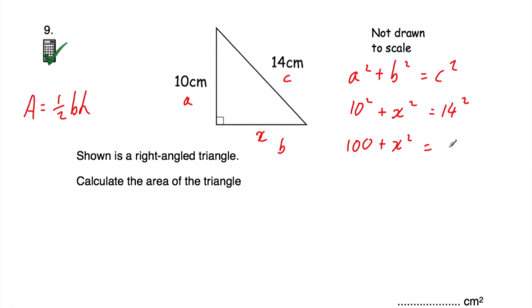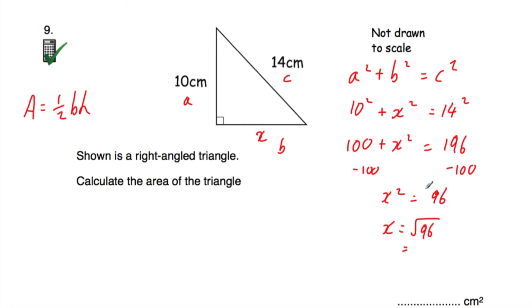So we can do 14 squared in our calculator, and that's equal to 196. Now we want to find out what x is, so we want to get rid of the 100, and then we want to get rid of the squared. So let's take away 100 and take away 100. On our left hand side we'd have x squared, and on the right hand side we had 196. We're taking away 100, so we'd just be left with 96. So that means that the length of the base squared is 96. We don't want it squared, we just want to find out what x is, so we need to square root. So x is equal to the square root of 96.